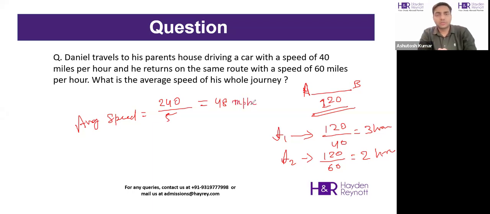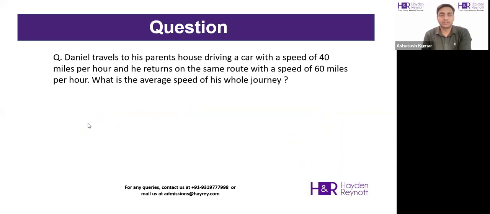Right? So whenever you get questions based on the average speed, do not use the average formula. Instead, take a number for the total distance, find out the individual time taken, and then find the total distance traveled divided by the total time taken. And this is how you have to complete the questions based on the average speed.